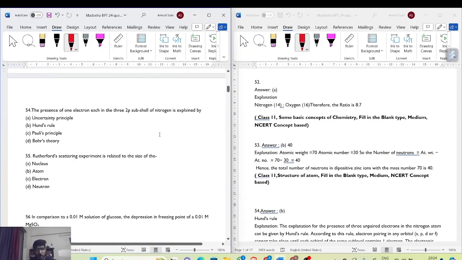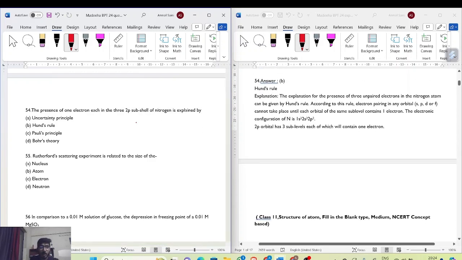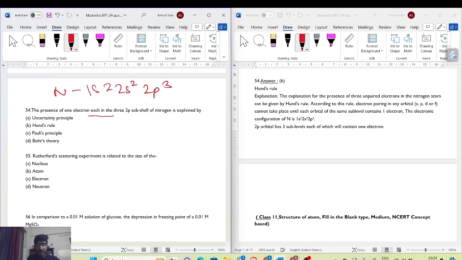Now comes question number 54. The presence of one electron each in the 2p subshell of nitrogen is explained by. The electronic configuration of nitrogen is 1s2, 2s2, 2p3. It is talking about the 2p subshell, where we have one electron in each orbital. But why can't we put two electrons in the same orbital? This is explained by Hund's rule, because Hund's rule says that pairing of electrons will not be possible until and unless all orbitals are singly filled. So the correct answer is option number B.